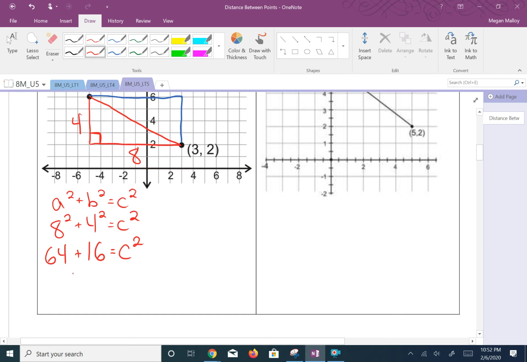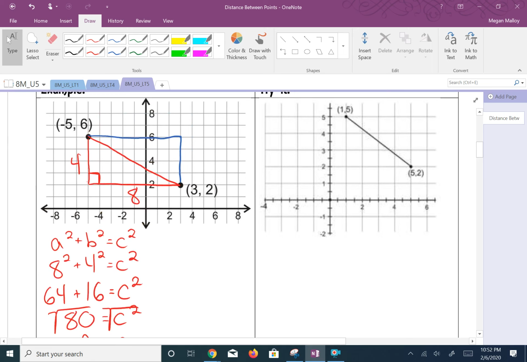64 plus 16 is equal to 80. And then I need to find the square root. And c equals approximately 8.9. So the distance between (-5, 6) and (3, 2) is approximately 8.9 units.